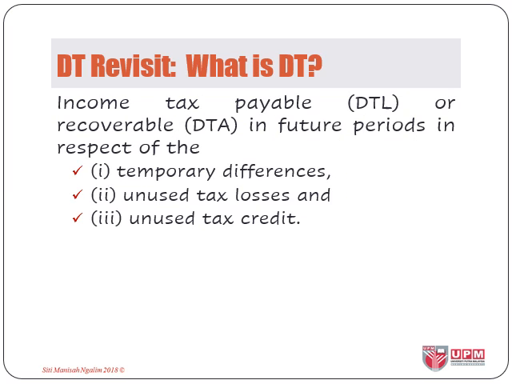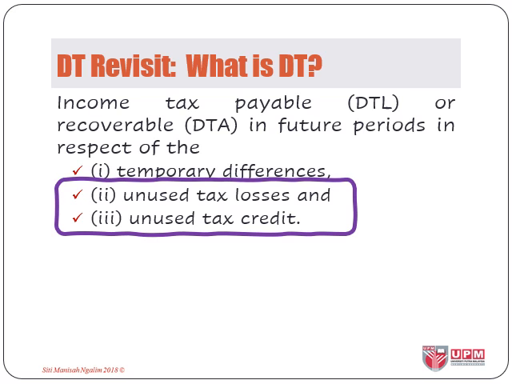Since we have already discussed deferred tax in a previous course, we know that deferred tax is referring to income tax payable or recoverable in future period, thus the word deferred. And the sources of deferred tax would be due to temporary differences, unused tax losses and unused tax credit, of which the last two are relevant to deferred tax asset only.